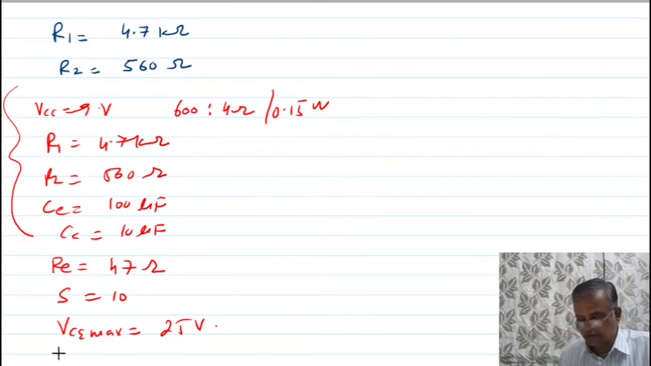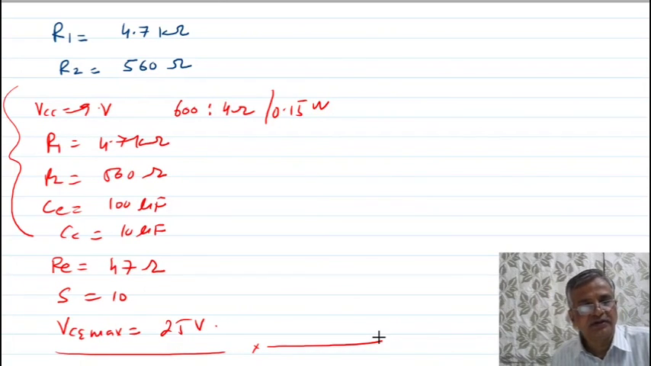Okay, I think you understand how to design the transformer coupled power amplifier. We'll see more numericals so you can understand. Thank you.